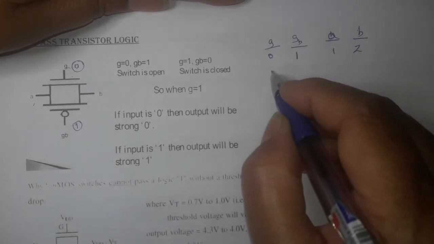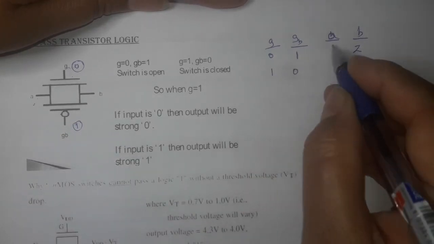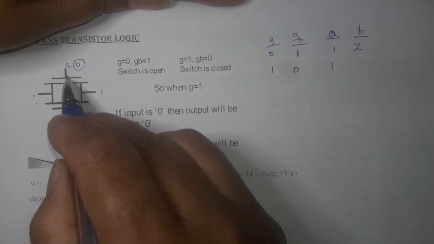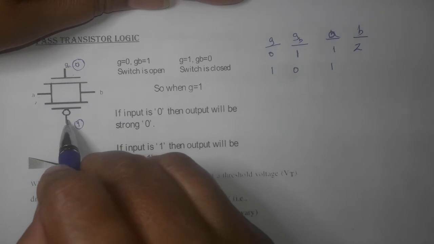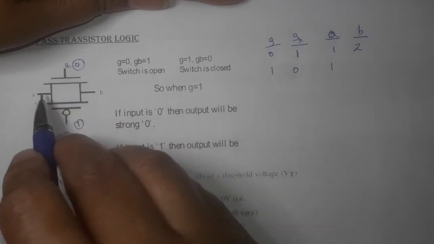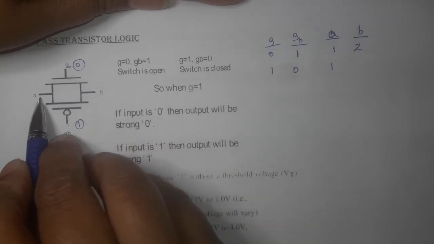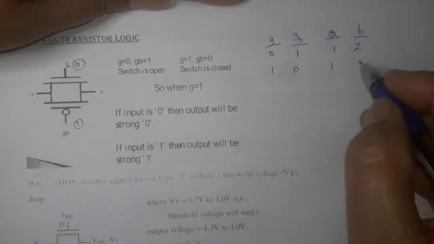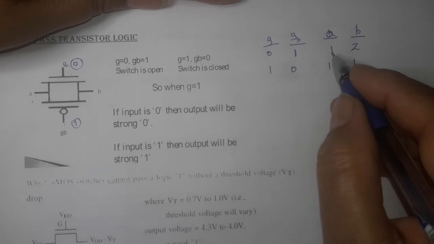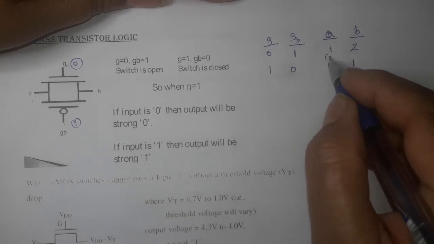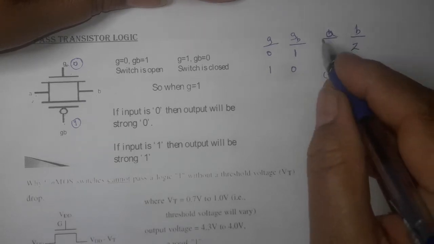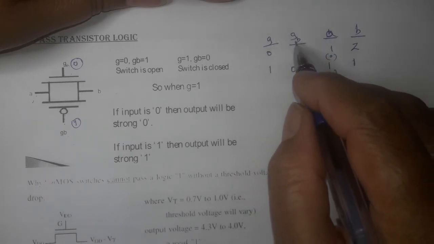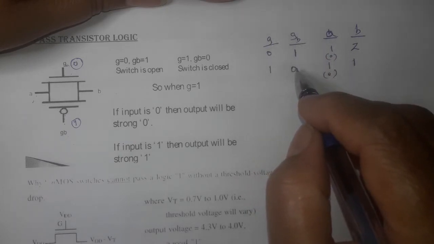Now if I say G is 1, GB is 0, let me take the same input 1. Let us see what happens. When G is 1, this is conducting. When GB is 0, this is conducting. So both are on, it acts as a closed switch. So whatever is on the input is available at the output. I have taken input as 1, so output will be 1, irrespective of whether it is a 1 or a 0. It does not matter what the input is, it depends on the control signal we give on the gate.